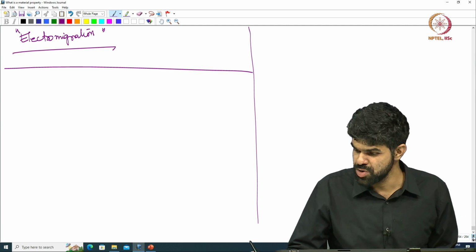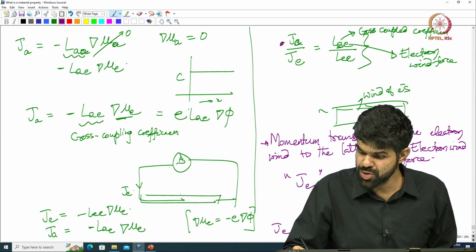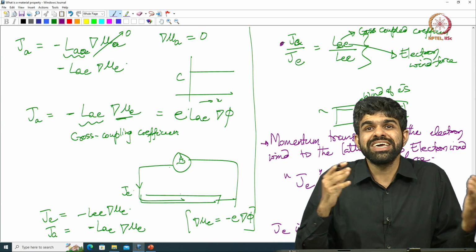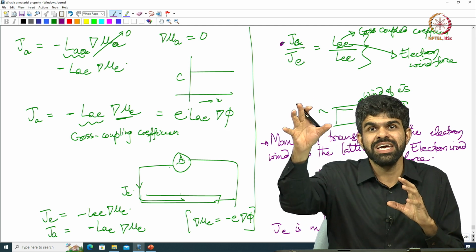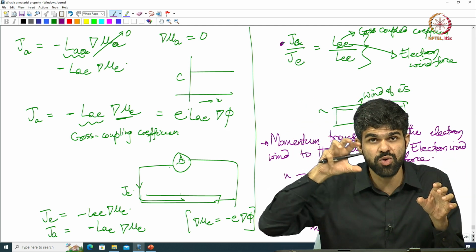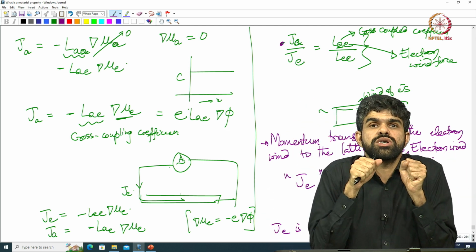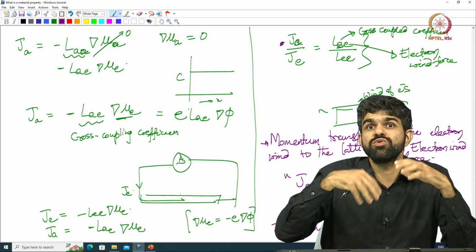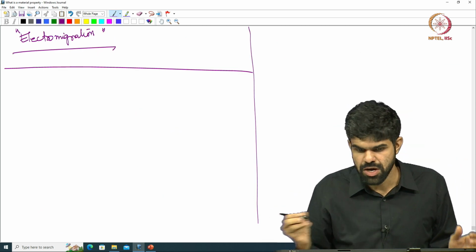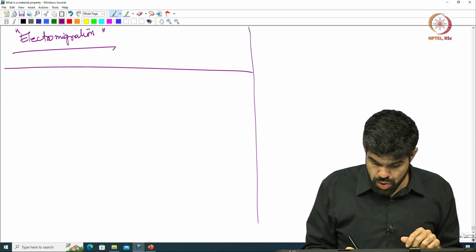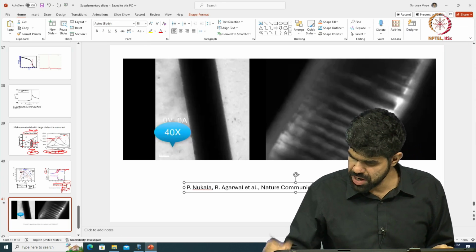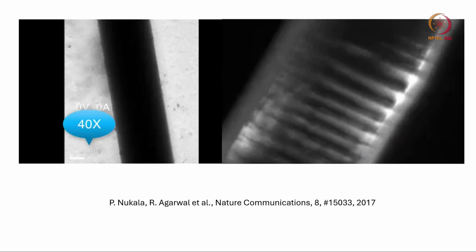So your design constraint then will be to reduce the LAE, reduce the coupling between electron wind and the lattice. So even though the force is large, the atom should not respond. So you want to design your material in such a way. Okay. Now, let me show you some of the videos of this electromigration that happens.